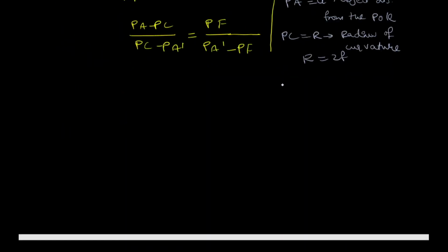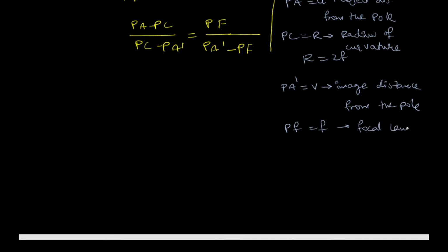Okay, now what are we left with? PA prime is the image distance from the pole. Image distance from the pole, measured from the pole. Okay, and what are we left with? PF. PF is the focal length, which is denoted with the small f. Focal length. Now substitute all these values, right? All these values in this equation. This is equation number 6. I'm considering this as equation number 6.